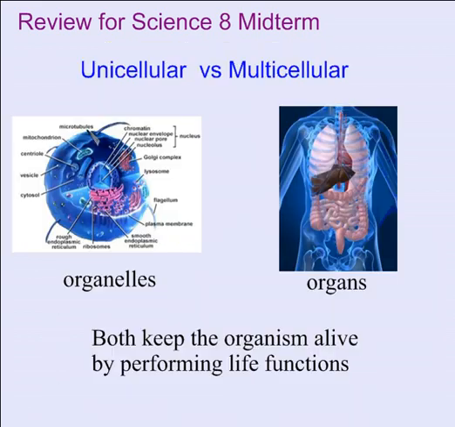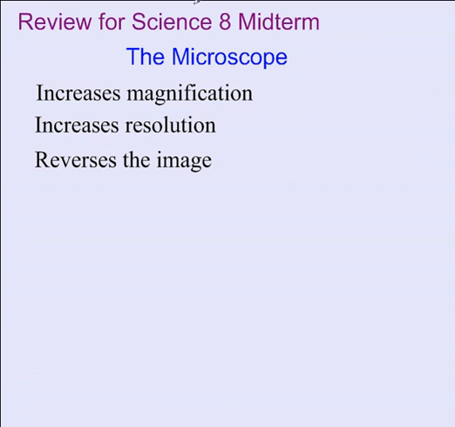Okay, remember that unicellular organisms have organelles that perform all their life functions, where a multicellular organism has organs to perform all its life functions. Okay, recall that a microscope does several things to an image. It increases the magnification, making it look bigger, increases the resolution, making it look sharper so you can see more detail.